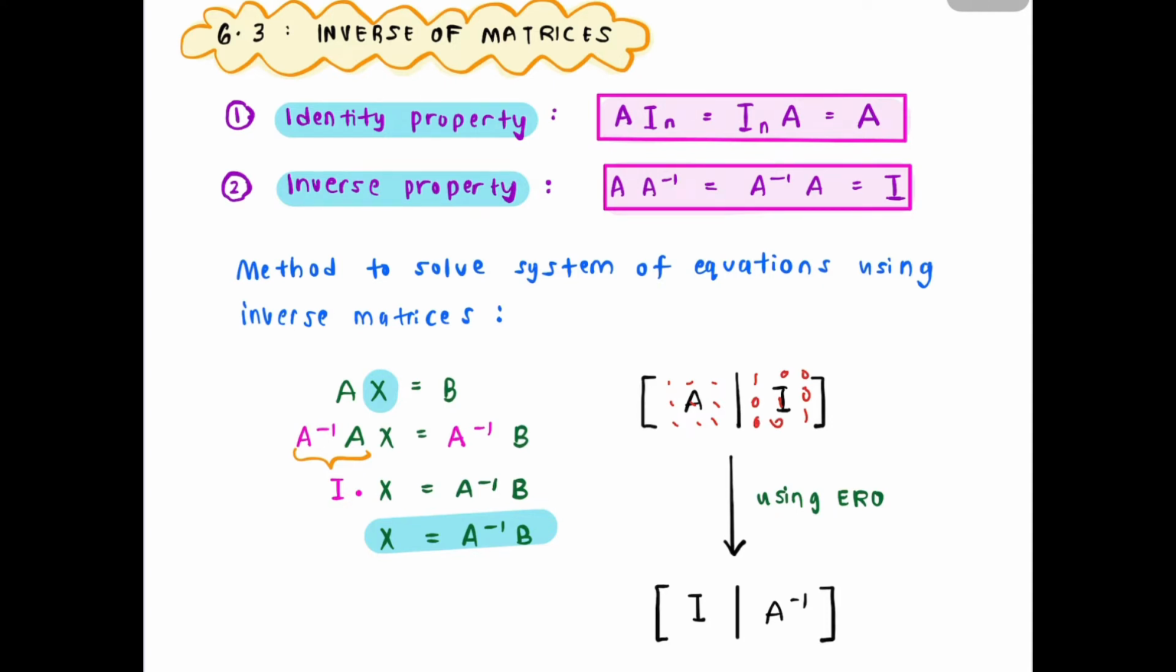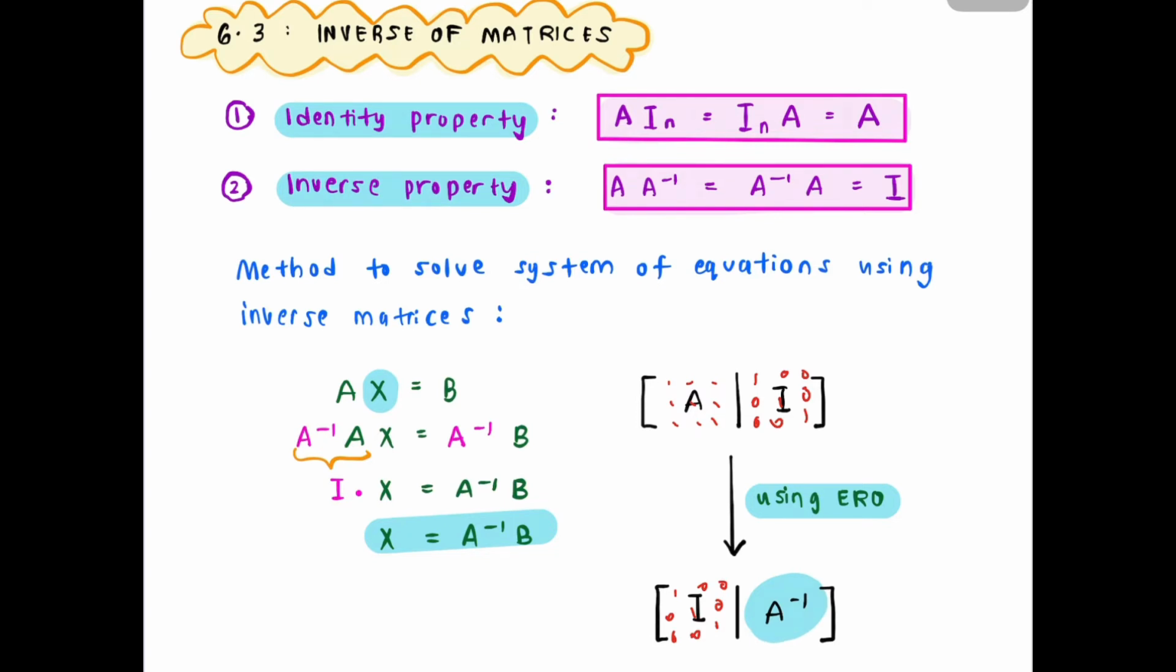Now you want to use ERO, elementary row operation, until finally we have identity on our left hand side, 1, 1, 1, other entries are 0. And then whatever you have on your right hand side here, this is actually A inverse that we are looking for.